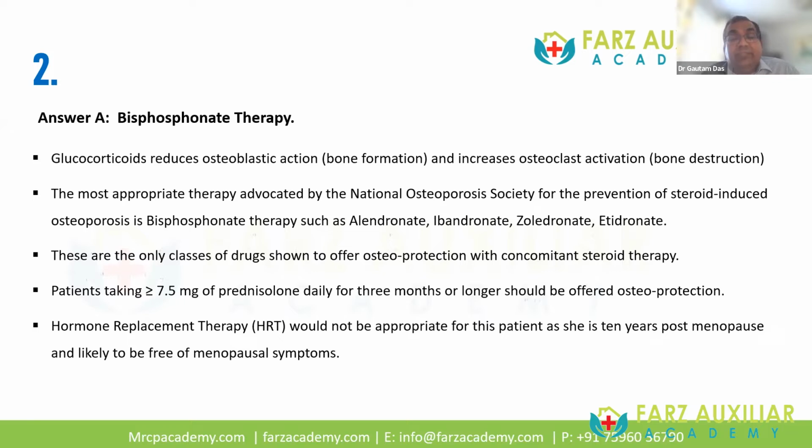And you would consider the medication for anybody whom you recommend taking prednisolone more than 7.5 milligrams in excess of 3 months. So it could be for any reason, whether it is given for rheumatoid arthritis or giant cell arteritis or lupus or any chronic skin condition, any vasculitis. So anybody who has been prescribed prednisolone more than 7.5 milligrams for a period more than 3 months should be offered bone protection. Hormone replacement therapy would not be appropriate in this patient because she's postmenopausal and she's at least 10 years postmenopause, free from menopausal symptoms. Otherwise, we would have considered hormone replacement treatment. So bisphosphonates is the answer.